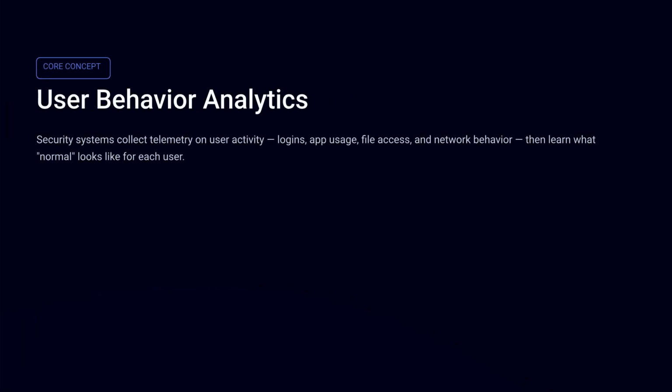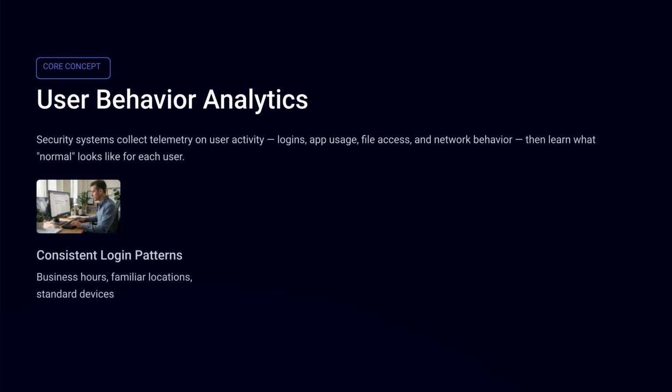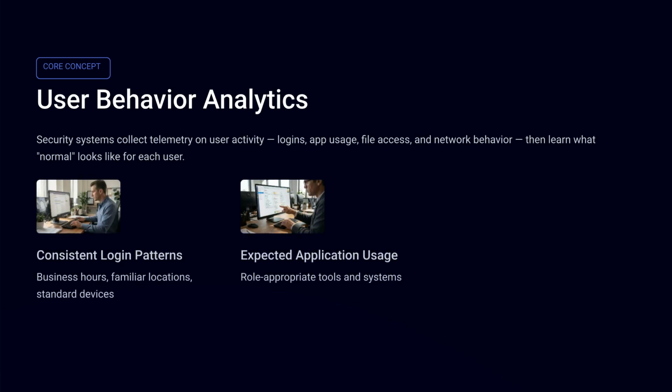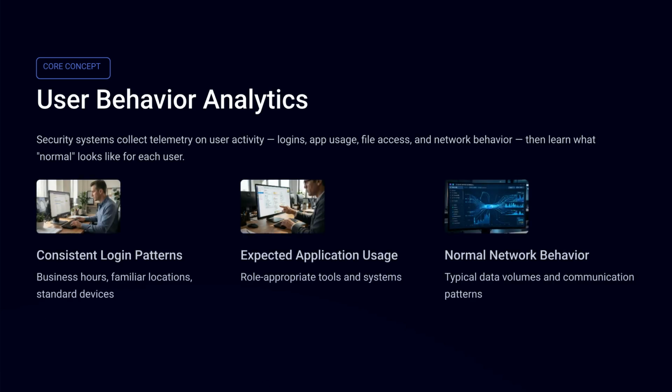User behavior analytics systems collect telemetry on user activities like logins, app usage, and network behavior to learn what normal looks like for each user. This includes consistent login patterns, expected application usage, and normal network behavior. When behavior changes dramatically, the system generates alerts for investigation.